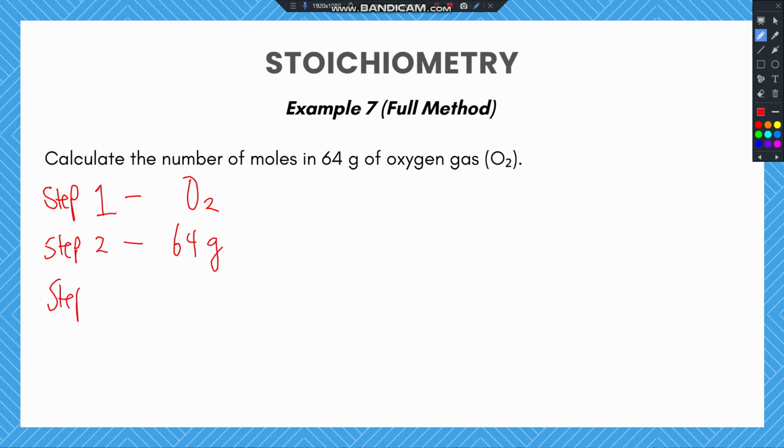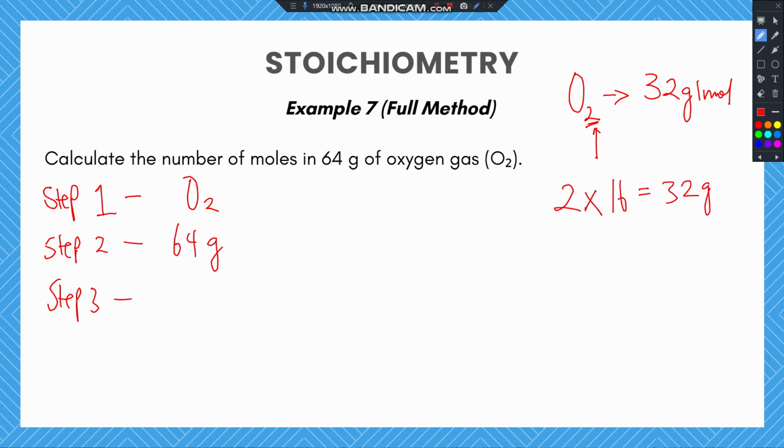Step number 3 would be to calculate the molar mass. The molar mass for oxygen gas, as we calculated in the previous question, is 32 grams per mole. Now, if you don't know how I got 32, I simply multiplied this 2, which is the subscript here, times the atomic mass of oxygen, which is 16. That gives us 32 grams per mole.